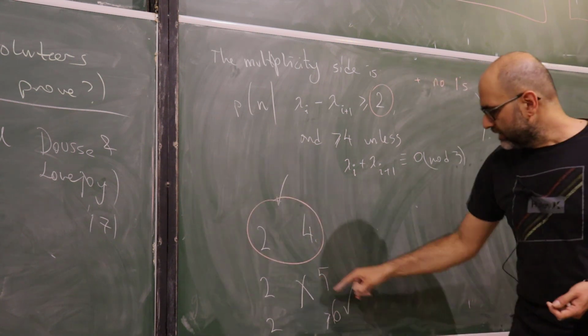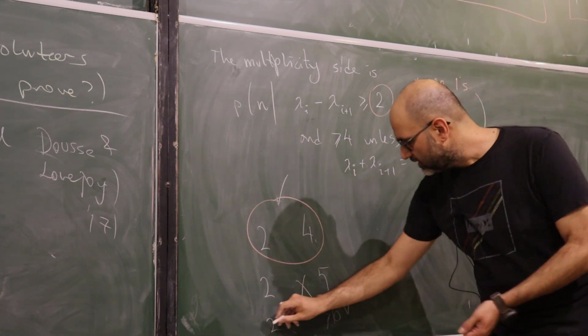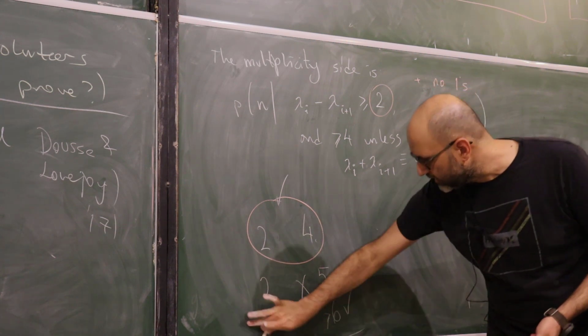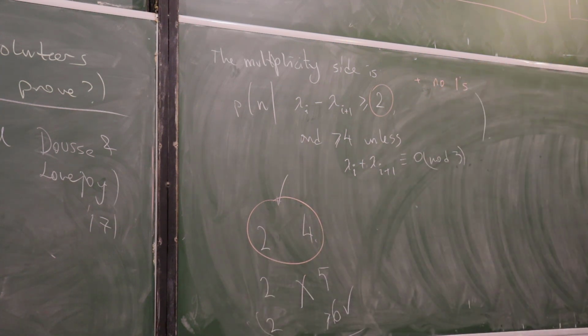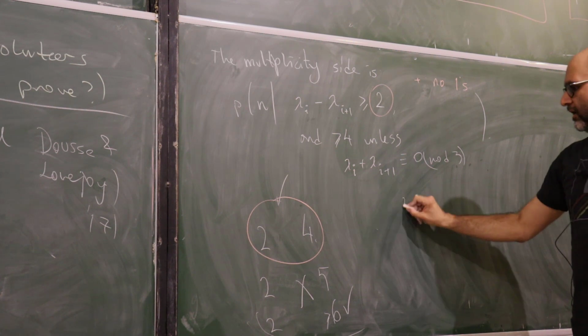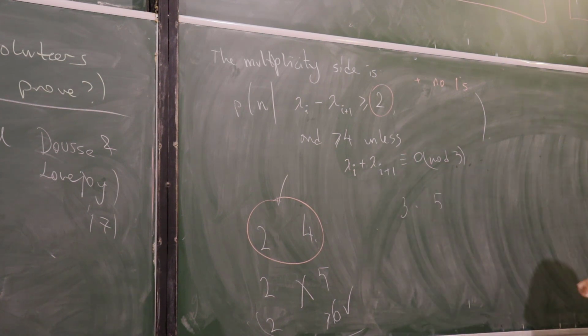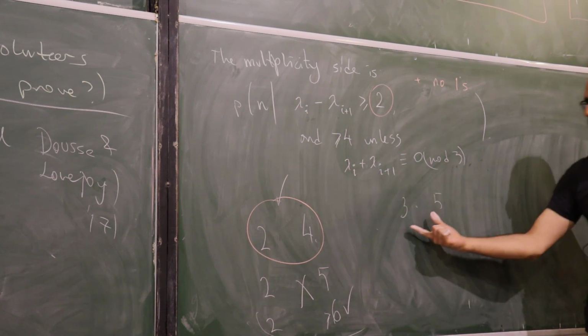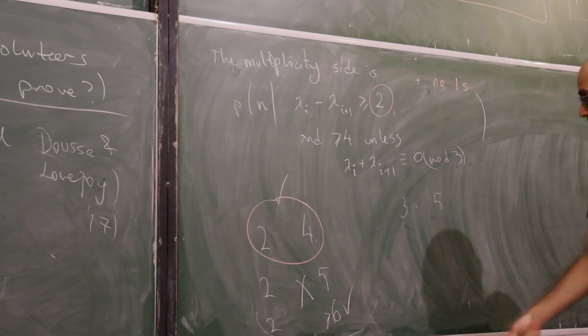So this is okay, that is not okay. 2 and anything greater than 6 is okay. I'm not going to circle them for a reason I'll tell you in a minute. How about 3 and 5? Not good. They are too close together and they don't add up to a multiple of 3.